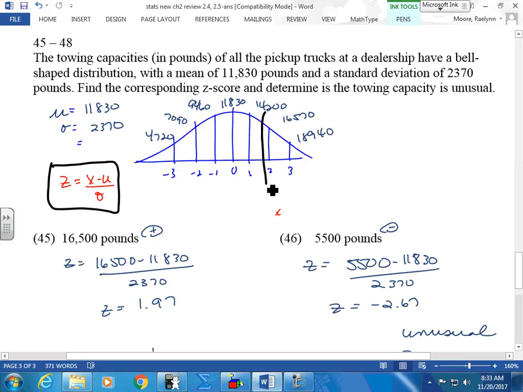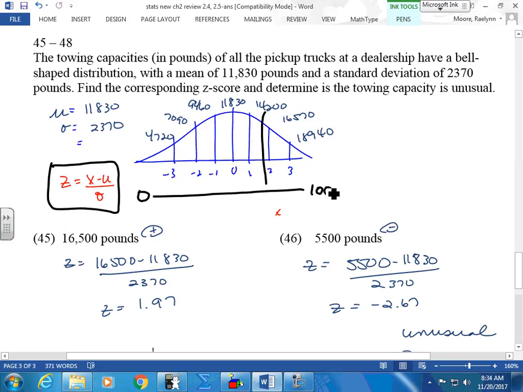So I know I'm between 1 and 2, very close to 2. Make sense out of this. Is my area to the left more than 50% or less than 50%? To the left. It's always area to the left, because it goes from 0 to 100.